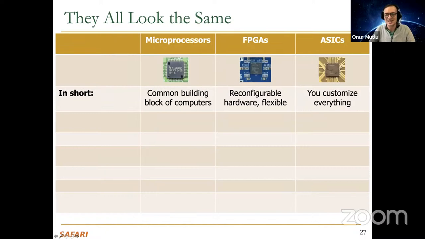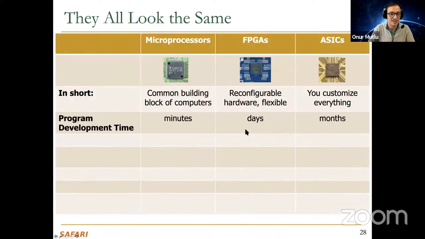Okay, so in short, they all look the same in some sense, right? Microprocessors, FPGAs, ASICs, and GPUs. I don't have the GPUs over here, but they're different in the design points that they target, as we discussed earlier. Microprocessors are very programmable. They're a common building block of computers. FPGAs are reconfigurable and flexible, and with ASICs, you really customize everything for one application or a class of applications.